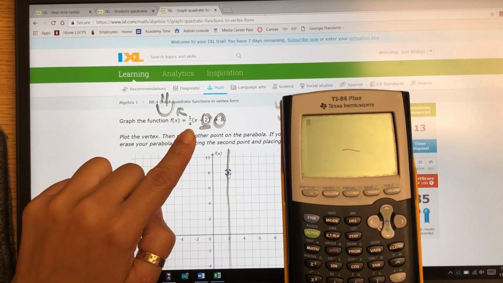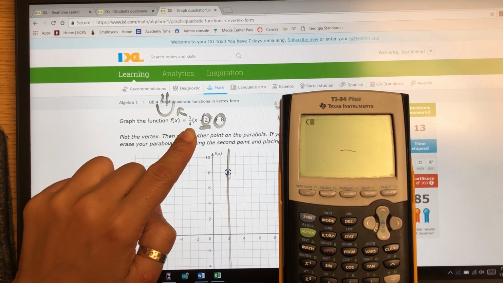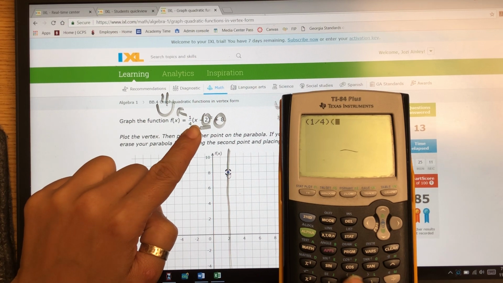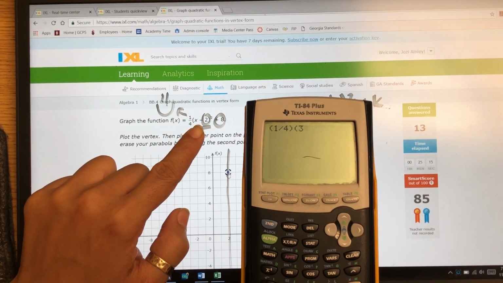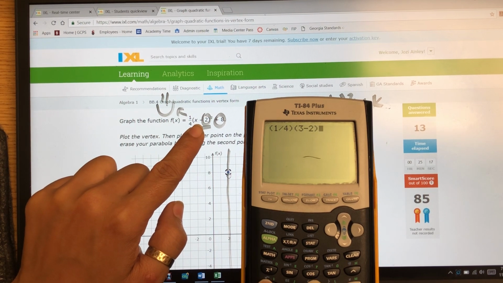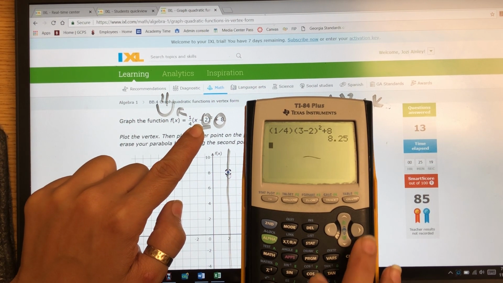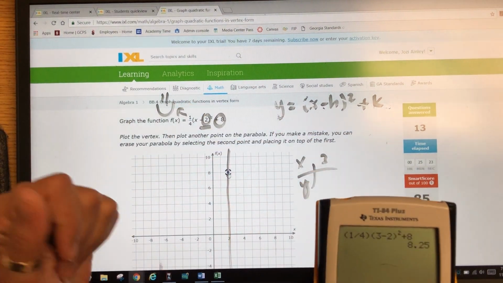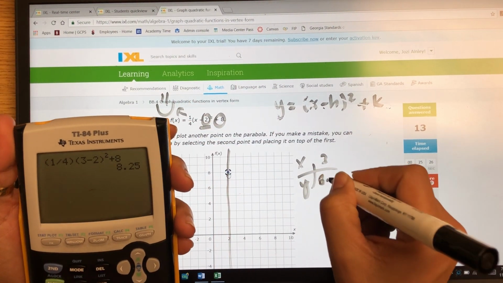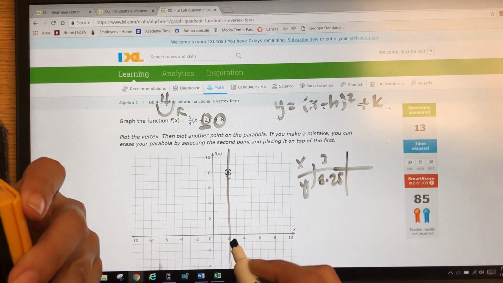Now, anytime you have a fraction, always put it in what? Parentheses. So 1 divided by 4, that's the same as 1 over 4. Open parentheses, then x. What number was I picking? 3. So 3 minus 2, close parentheses, squared, plus 8. 8.25, so that's 8 1/4. Okay, so maybe this is not a good number to pick because it's going to be hard to graph. So I'm going to pick another number.